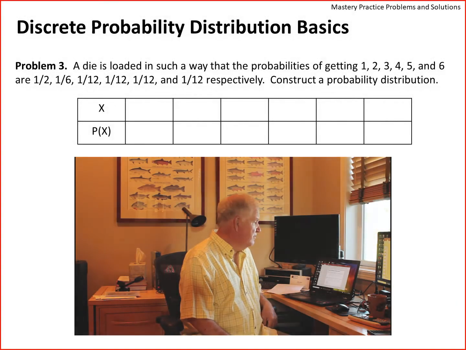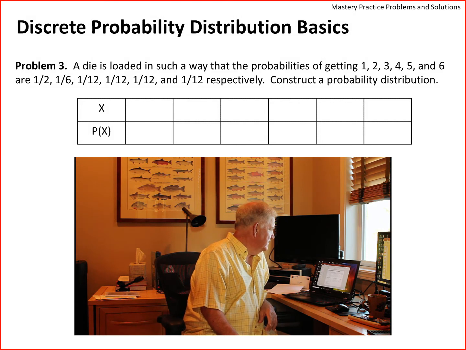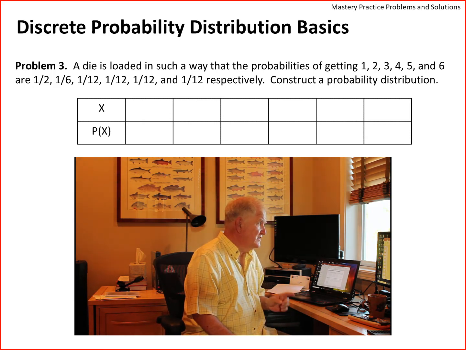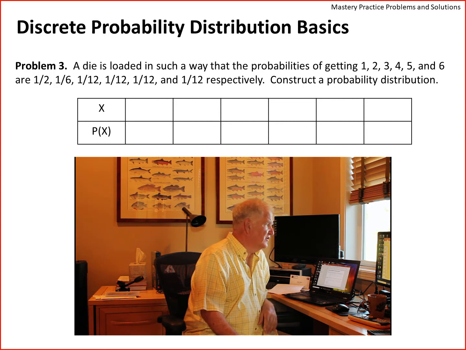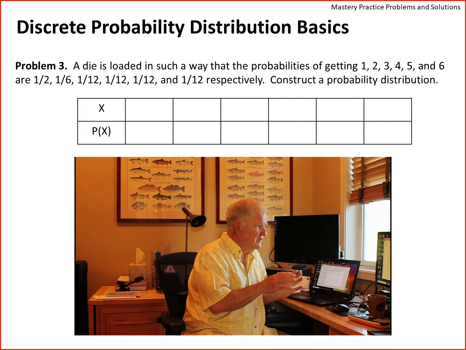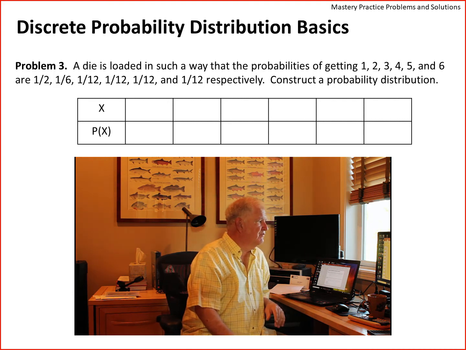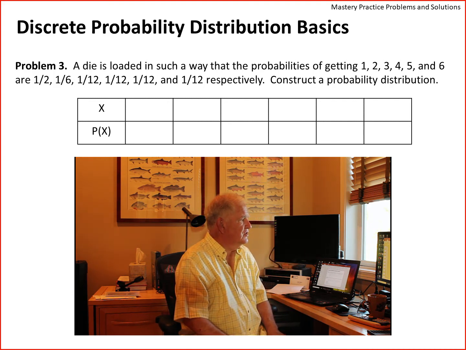All right, I'm looking at problem 3 here in discrete probability distribution basics now. It says a die is loaded in such a way, a 6-sided die, that you get 1, 2, 3, 4, 5, 6, but you do so with uneven probabilities, which means, as it says, that die is loaded. It's not a fair die. And those probabilities are, and it says respectively, so that means that the 1/2 goes with the 1, the 1/6 goes with the 2, the 1/12 go with the 3, 4, 5, 6. So it says construct a probability distribution.